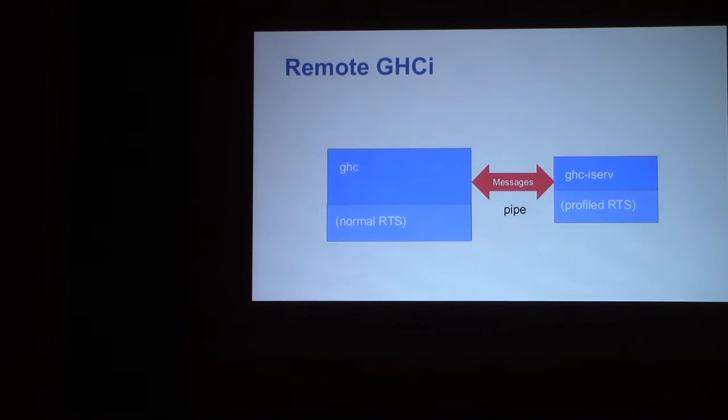Alright, my animation's not going to work. Okay, so we've got GHC over here, and we have a separate process called the GHC iServe that's going to be our interpreter. These are running on different runtime systems. GHC is running on the normal runtime system, and the iServe is going to be running on the profile runtime system. They will communicate with each other by passing messages over a pipe.